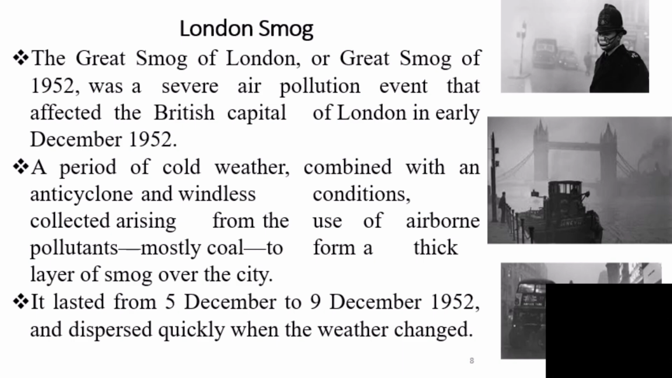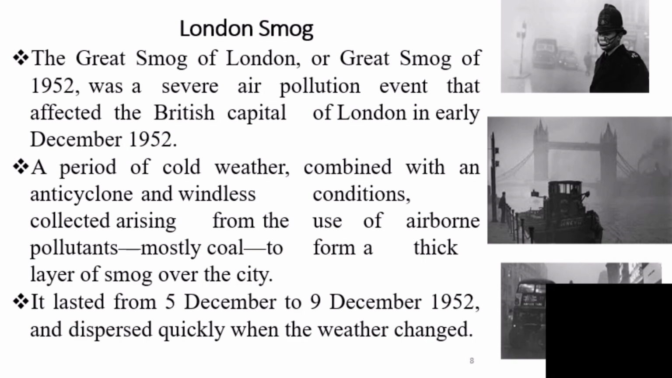Okay, so this is the Great Smog of London. And when was it? Around 1952. It was a severe air pollution event that affected the British capital of London during December 1952. And how did people observe it? A period of cold weather combined with an anti-cyclone and windless conditions caused airborne pollutants, mostly coal, to form a thick layer of smog over the city.